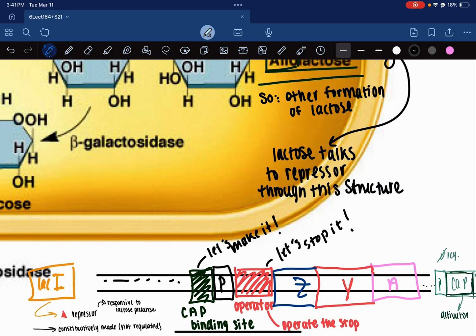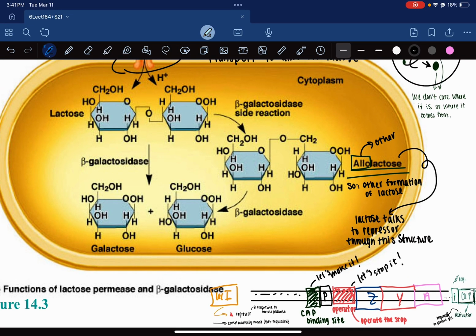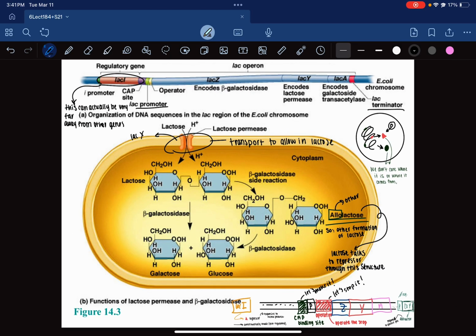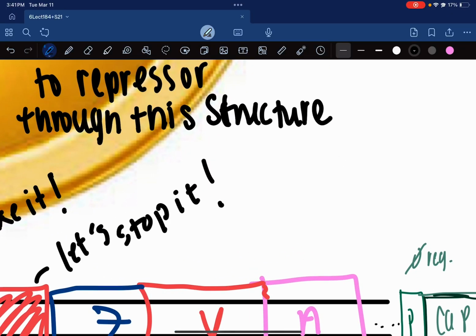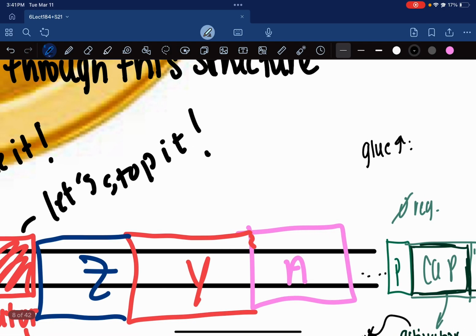Now the activator's game is different. The activator is responsive to glucose. And it goes in the opposite kind of way. So this one says the activator is going to be not active when you have lots of glucose. Okay, so basically the rules to this game are such that do not put the foot on the accelerator and make it go fast if you have lots of glucose and you can use that in glycolysis already.